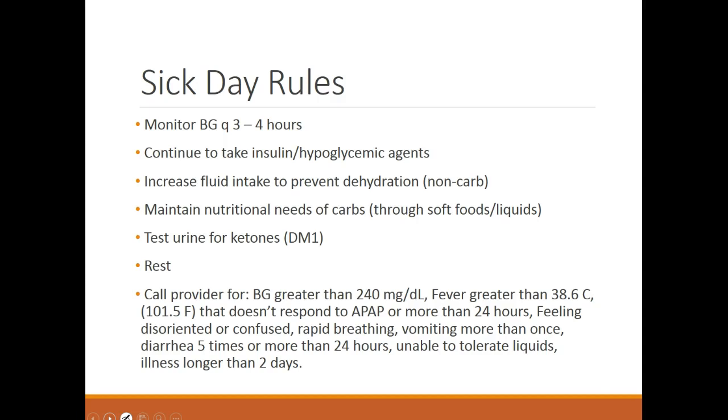Sick day rules. Monitor blood glucose levels every 3 to 4 hours. Continue to take insulin or hypoglycemic agents. Even if a patient doesn't feel like eating, they still need to check their glucose levels because of the metabolic demands that illness can cause. It can still elevate their glucose levels, so they may need to increase their insulin, but they should never decrease their insulin when they're sick. And of course, rest is pretty much good for about anybody.